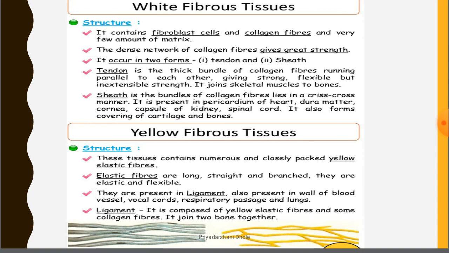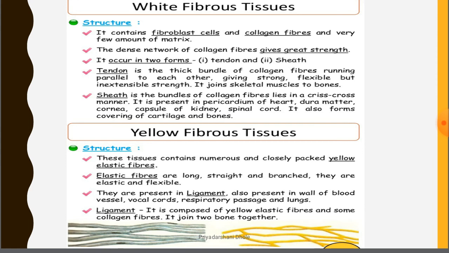The sheath is a bundle of collagen fibers lying in a crisscross manner, present in the pericardium of the heart, dura mater, cornea, then the capsule of the kidney, spinal cord, etc. It also forms a covering of the cartilage and bone. This is the first diagram. Then the second is yellow fibrous tissue.